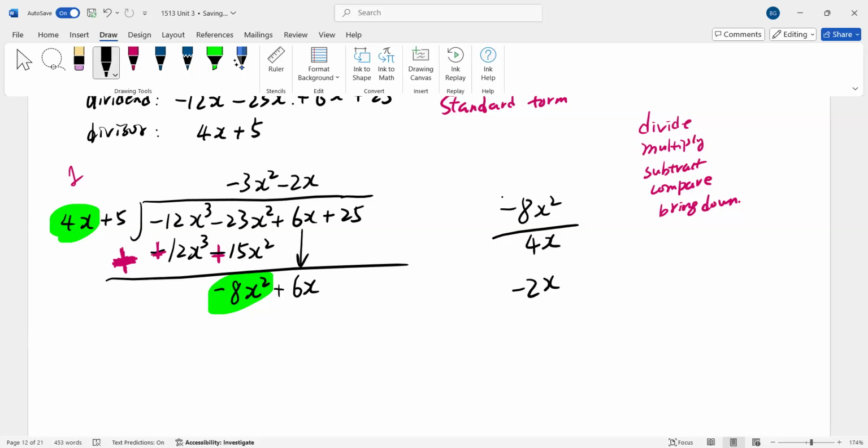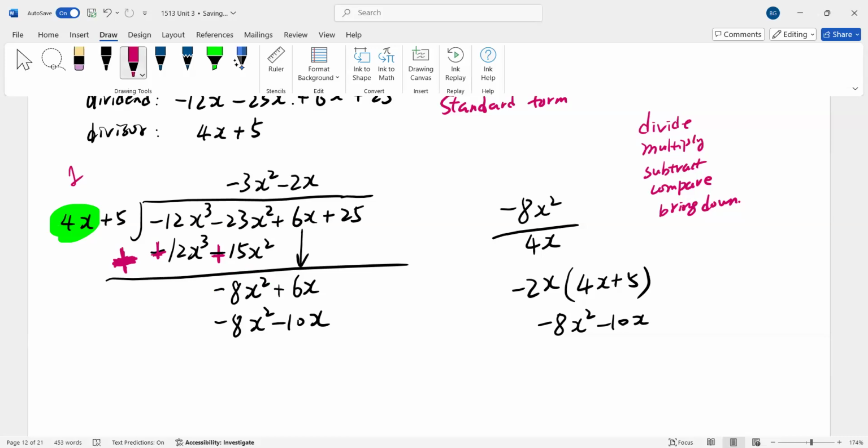Multiply the quotient by the divisor, 4x plus 5. Distribute. Negative 2 times 4, negative 8, x times x, x squared. Negative 2x times 5, negative 10x. Place the product right below the dividend, negative 8x squared minus 10x. And then subtract. And then we do keep change. Change this to addition, this negative as positive, this negative as positive. And then we add them together. Negative 8x squared, positive 8x squared cancel each other. 6x plus 10x, 16x.